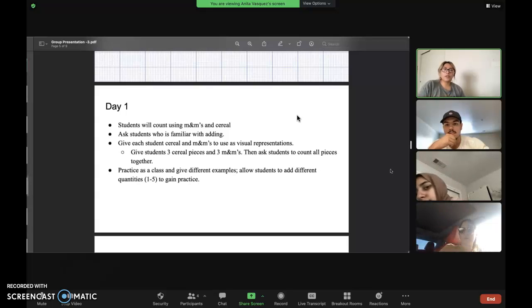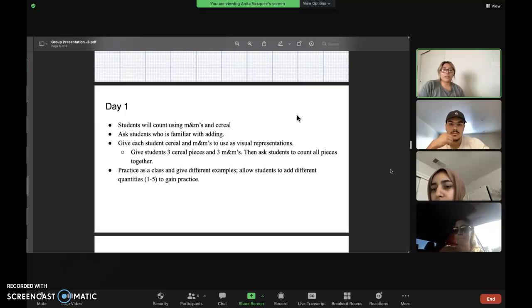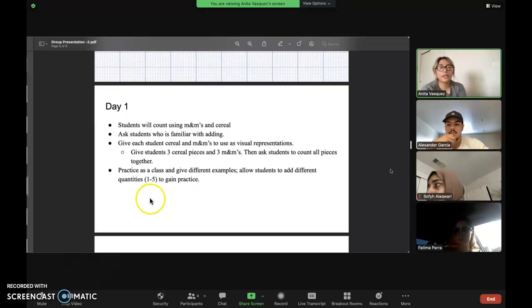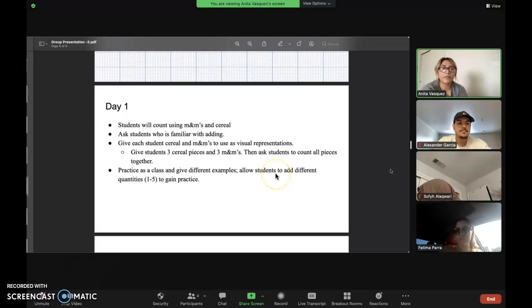So for the most part, they'll all receive the same amount. So they can receive 5 M&Ms and they'll count them together as a class just to make sure that everyone's on track and familiar with counting. So that'll take place at the beginning of class and it'll be about 5 minutes.